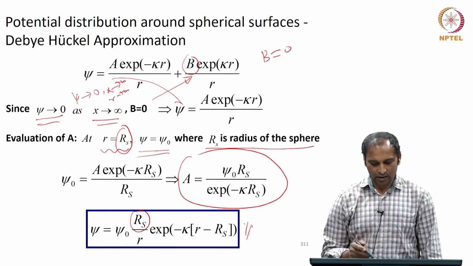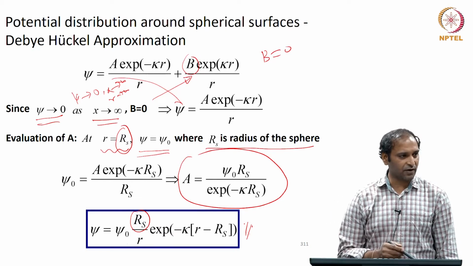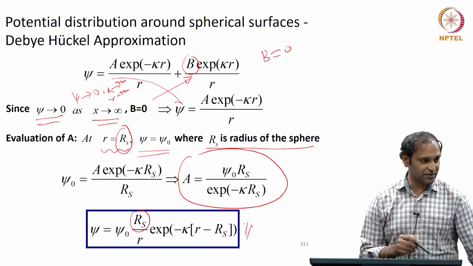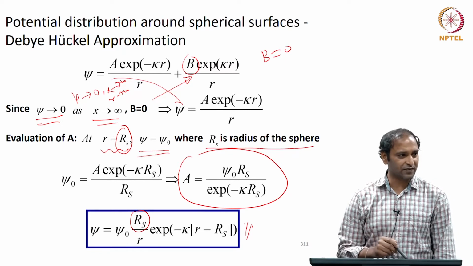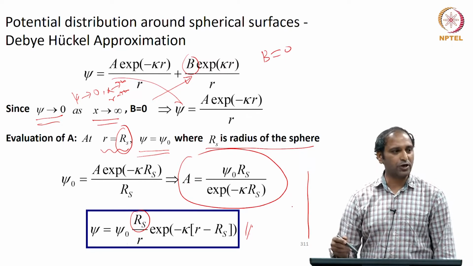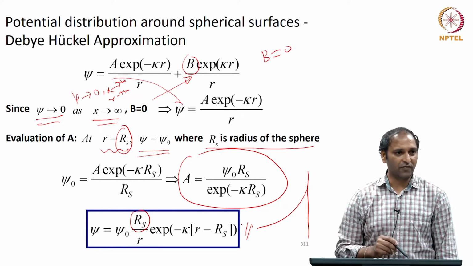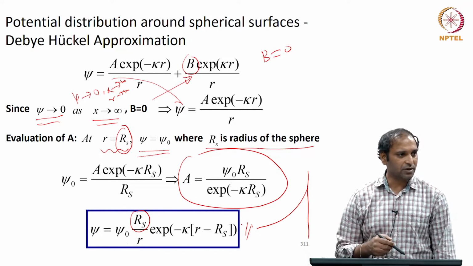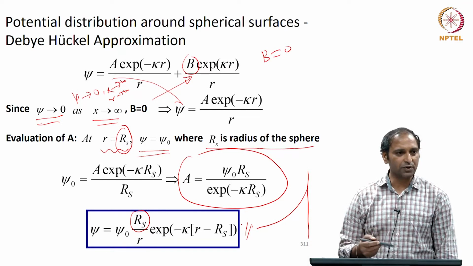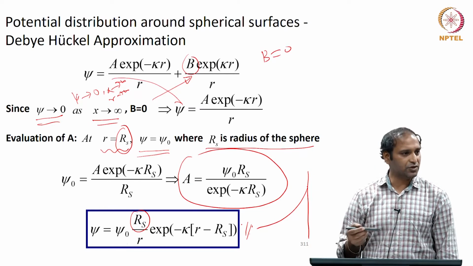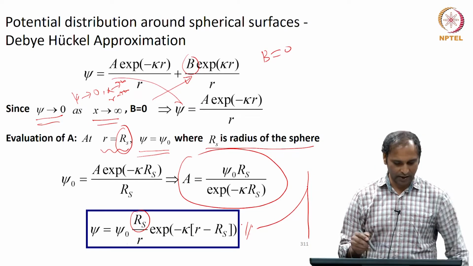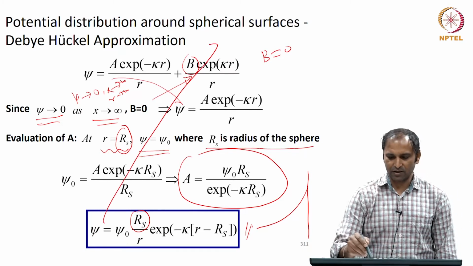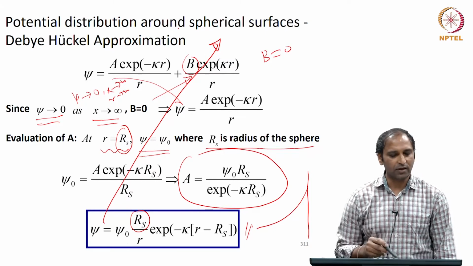So, similar to the case of flat surfaces, the potential in the case of spherical surfaces also falls exponentially with distance. That is all this captures. The functional form, whether it is a planar surface or the spherical surface, is very much similar. That is also because of the fact that we have considered a linearized version of the model. This is the expression that tells you something about the potential distribution around a spherical surface.